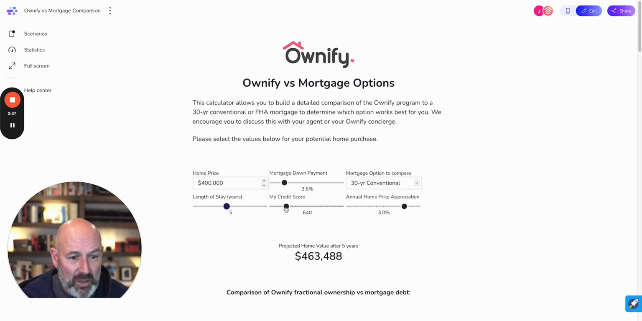Your credit score starts at 600. Some folks have credit scores below that. Work your way up to 600 at least. And then you can plug in where you are. That has an impact on the underlying mortgage rates. It doesn't really have an impact on the underlying Ownify payment structure.